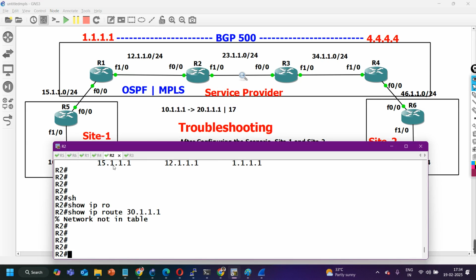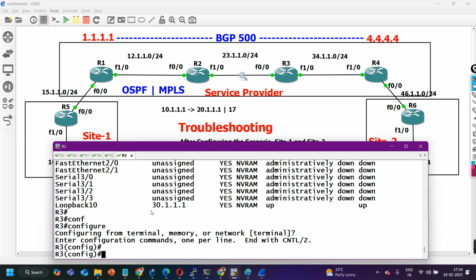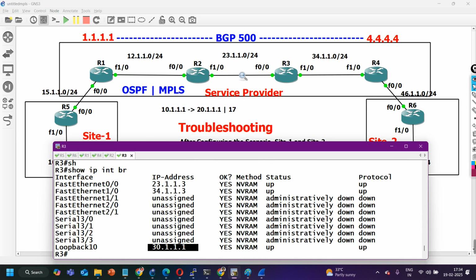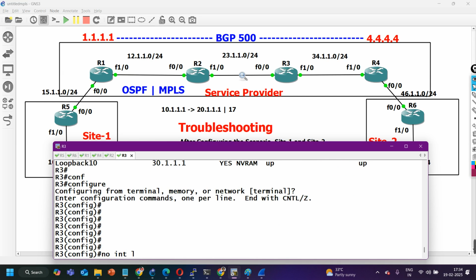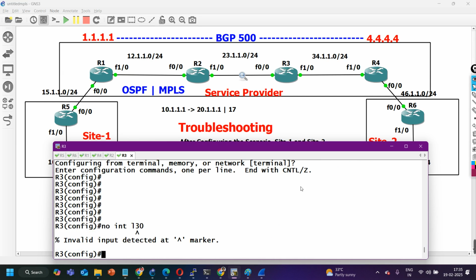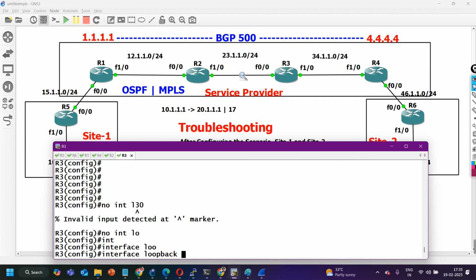Right? So what will happen if I remove loopback 10 here, 30? Then what will be the LDP neighbor? The LDP identifier is going to be 34.1.1.3, which is reachable from router number 2 as well as from router number 4 through OSPF, because we are running OSPF protocol here, right? So let me say here, interface loopback 30, and I am saying no to this.